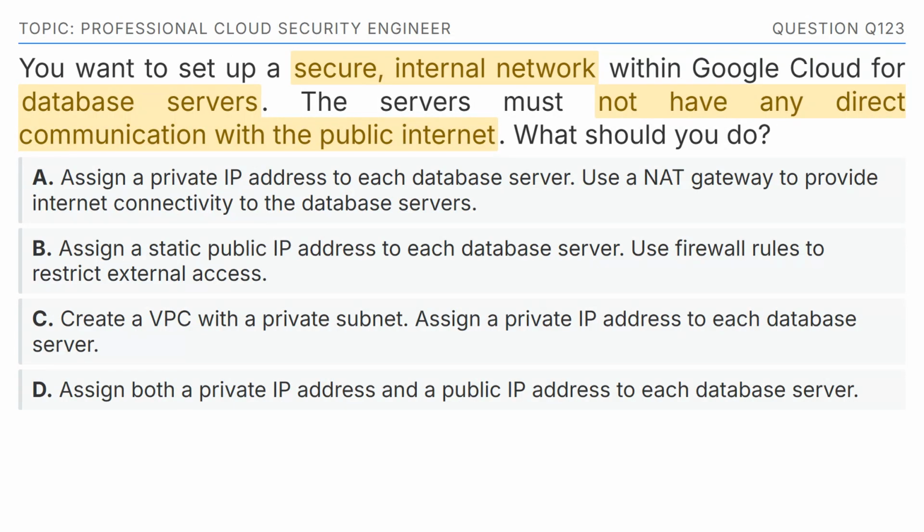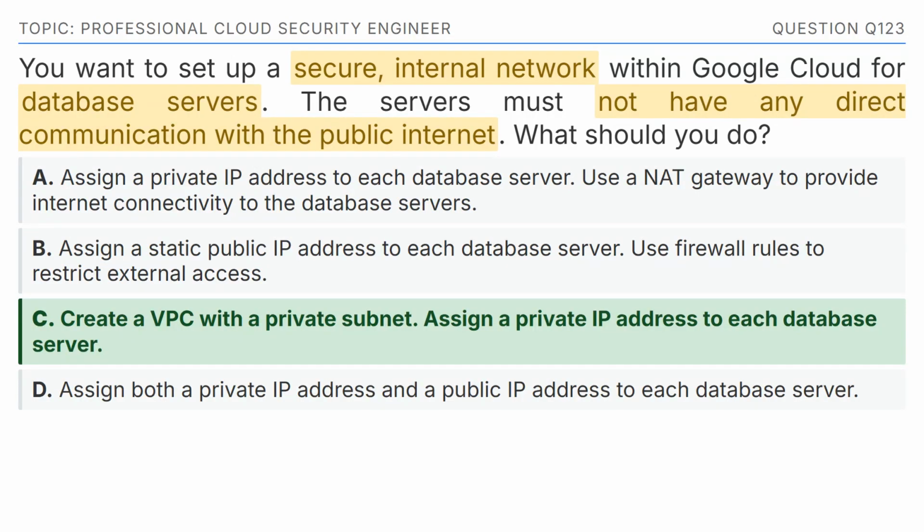To arrive at the correct answer, we focus on the keywords: secure, internal network, database servers, not have any direct communication with the public internet. The correct answer is option C, create a VPC with a private subnet. Assign a private IP address to each database server.